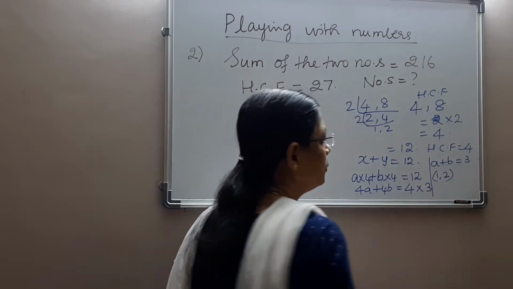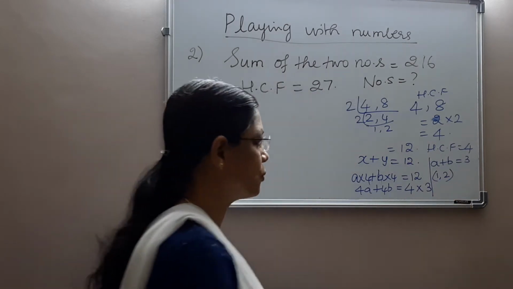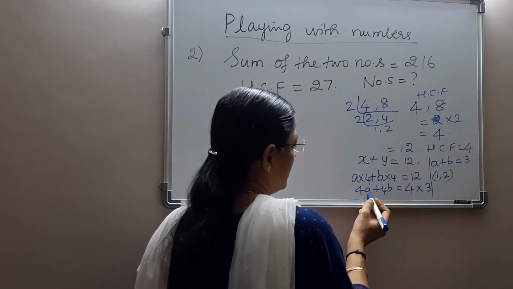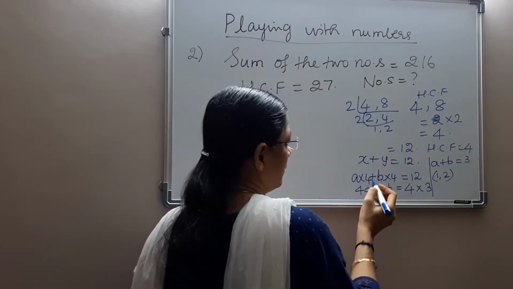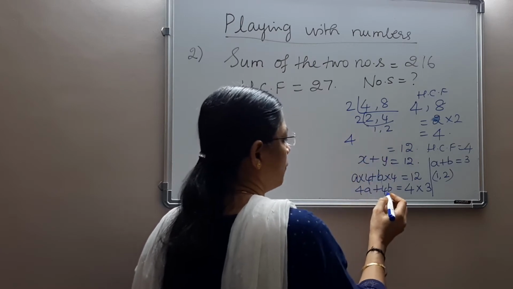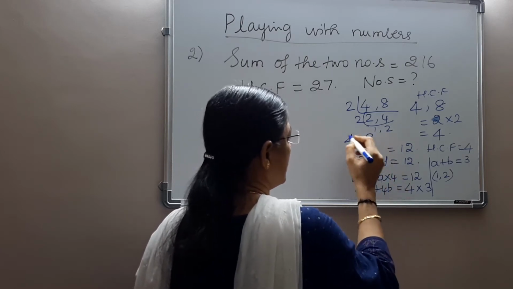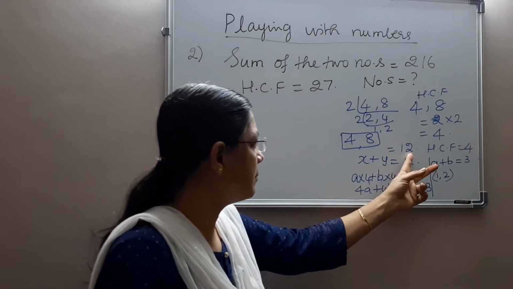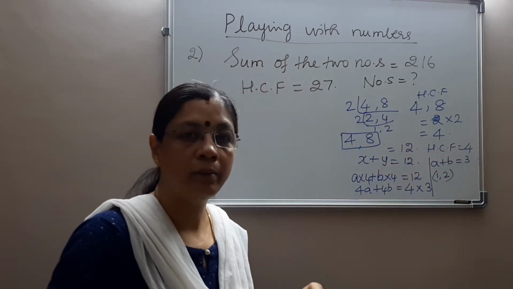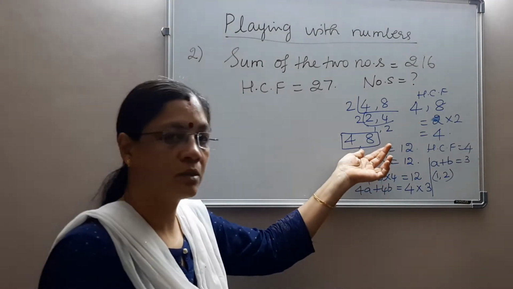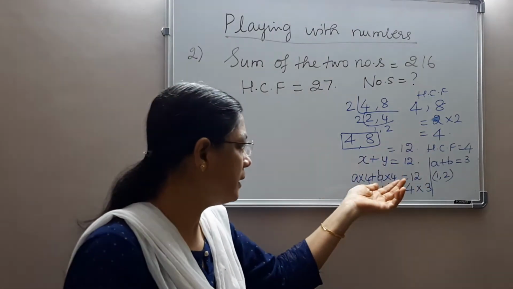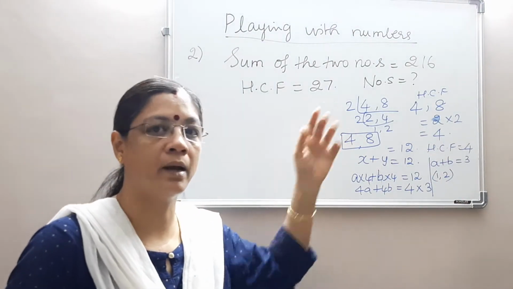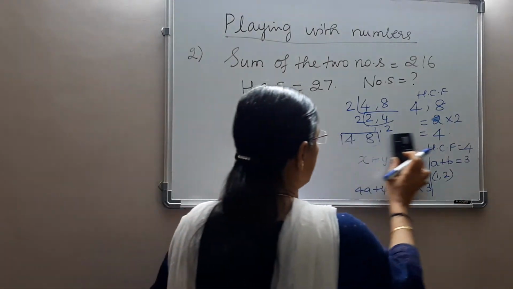So 1 and 2 are the combinations. So a and b take the values 1 and 2. So now if I put here 1, 4 into 1 becomes 4 and 4 into 2 becomes 8. See, now you got the numbers 4 and 8. So that is how, when sum and HCF are given, we'll be able to retrieve the original numbers by rewriting the numbers in terms of HCF. Okay, do you understand? This is the principle behind the sum. So let us move on to the original sum.